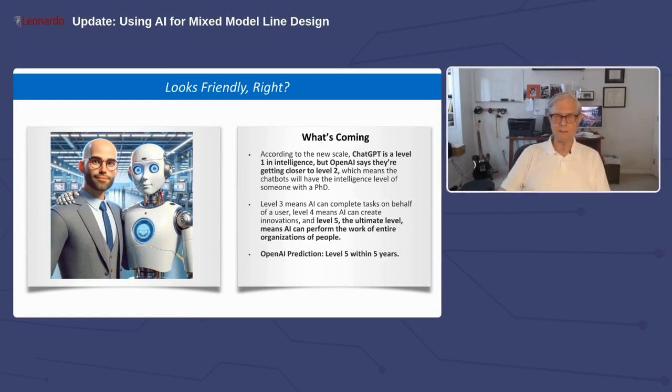All right, now how soon is all this happening? Well, OpenAI's prediction, which may be optimistic, or it may be pessimistic, or too conservative, is within 5 years we'll be at level 5. So that's really unbelievable when you think about it.